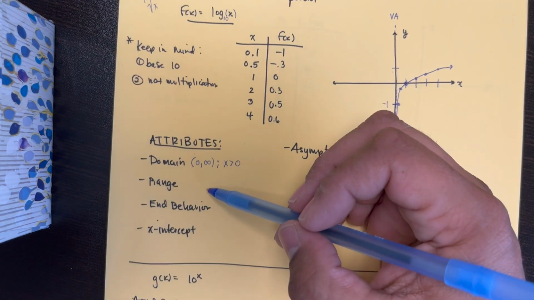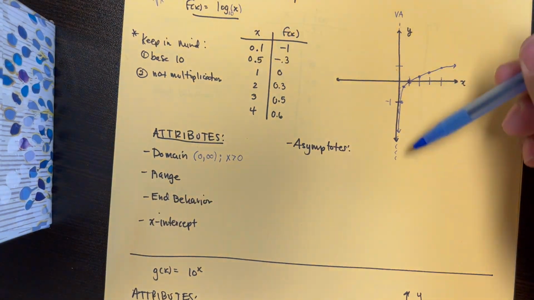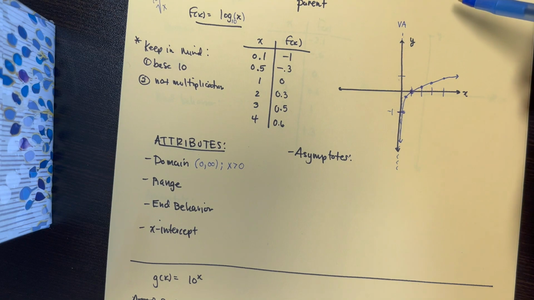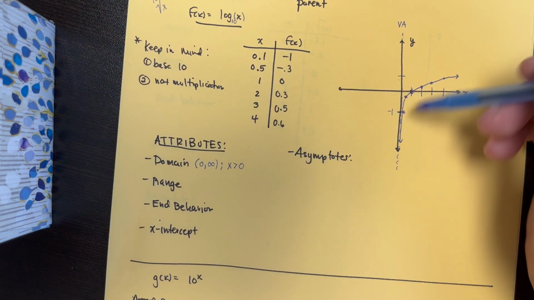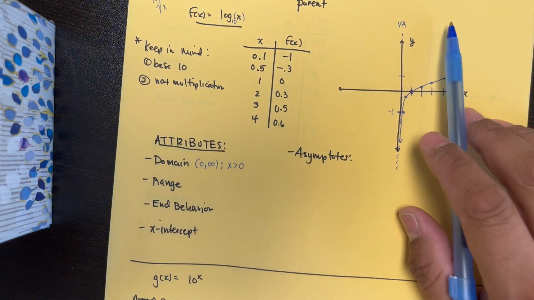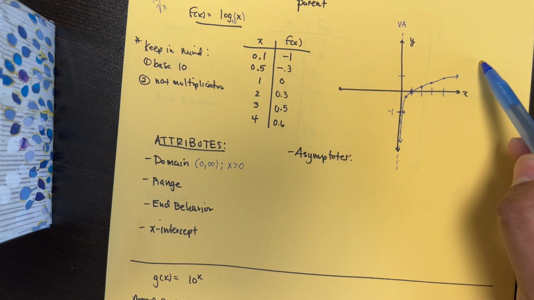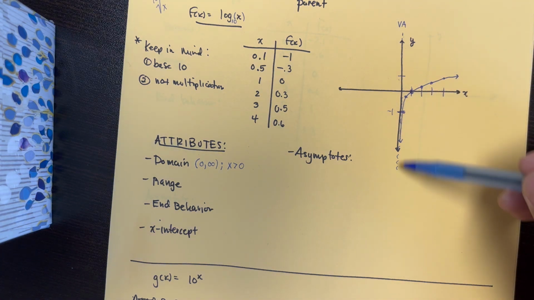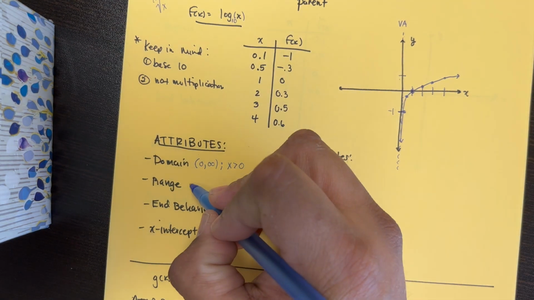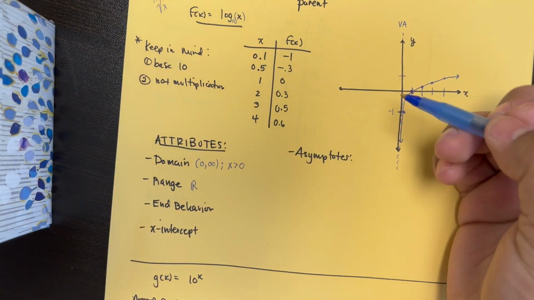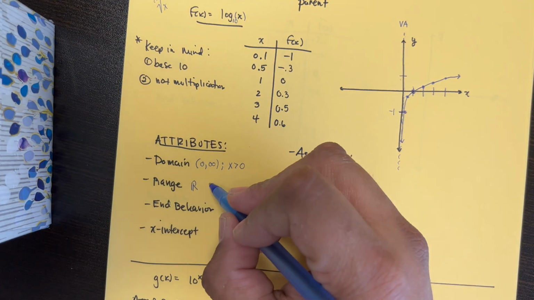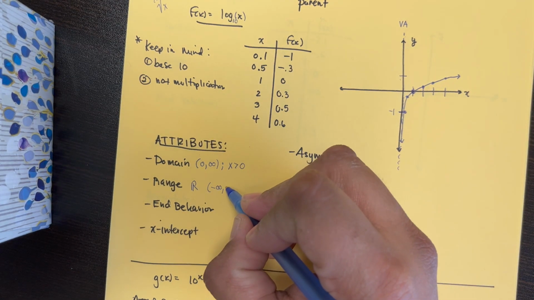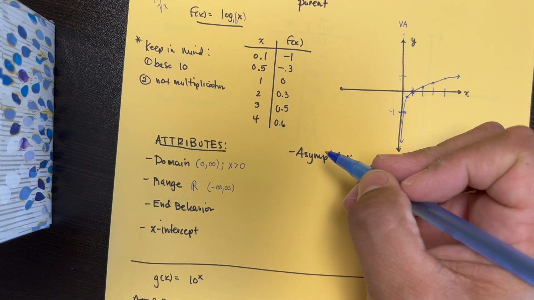Okay, for the range, you're asking how low, how far down does it go, and how high does it go? So in this case, it goes down forever, and this one actually goes up forever, but it just goes up very gradually. So it's going to go up, but it's going to be super slow, much slower than it goes down. But nonetheless, it's still going to be all real numbers. So this is the symbol for all real numbers, or we can write negative infinity to positive infinity, okay?